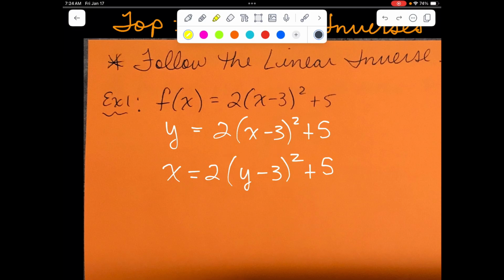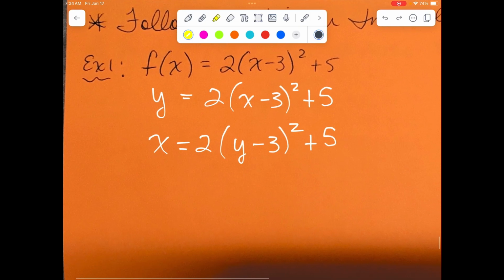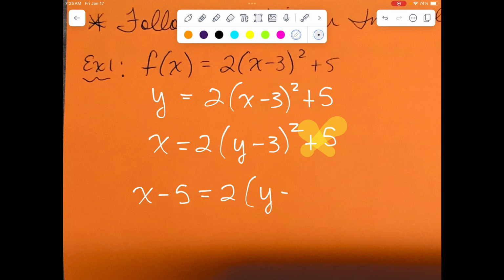So we need to get rid of the 5 and we need to get rid of the 2. We start with the 5 first because we always start with add and subtract. I'm lying to you a little bit here, but in this problem we're starting with add and subtract, and then we're going to do opposites. So the opposite of adding 5 would be to subtract 5 from the other side. So we say x minus 5 equals 2 times the house, which is the parentheses, and the 5 is gone.